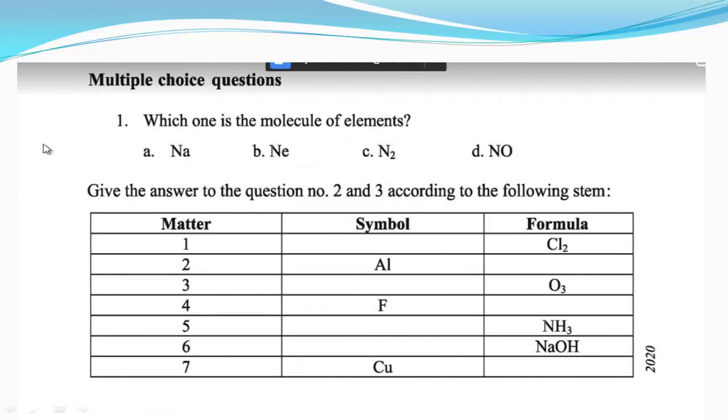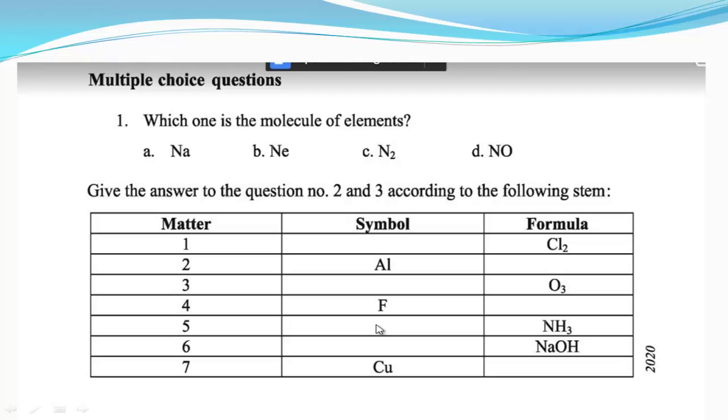Now MCQ questions. Which one is the molecule of an element? That means an elementary molecule. Follow here. This is an elementary molecule. This is an atom of an element. This is also an atom of an element. This is a compound, nitrogen and oxygen, nitric oxide. And this is N2. This is actually an elementary molecule, where two atoms of nitrogen form a molecule.